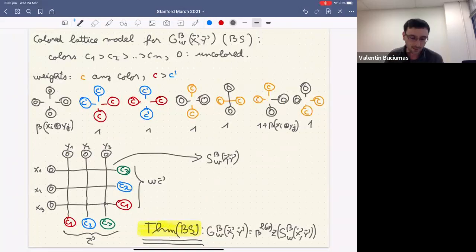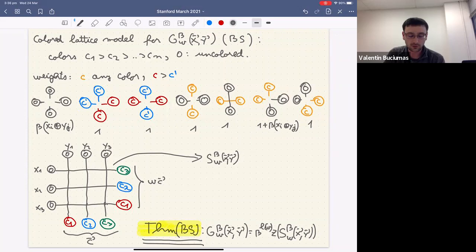Okay. So now let's talk about colored lattice models. So the lattice, this will be one of the lattice models, is the one that Travis and I came up with. And it will help us understand, it will help us give a very easy proof of that theorem.